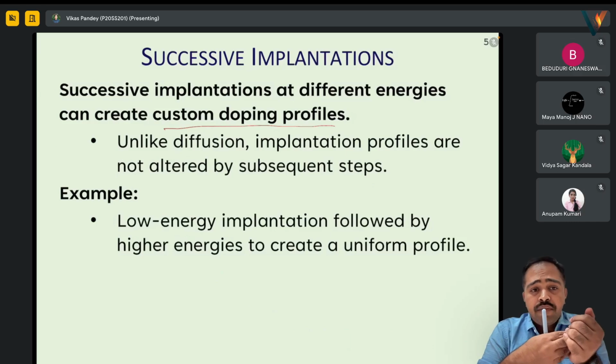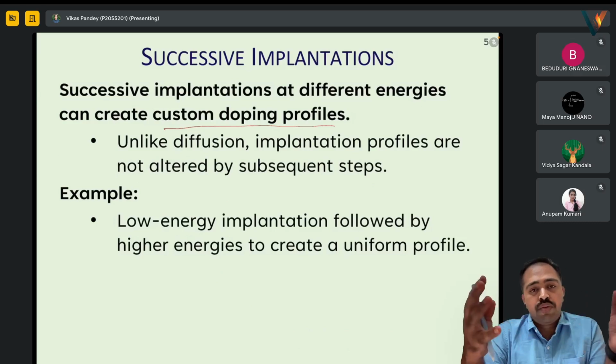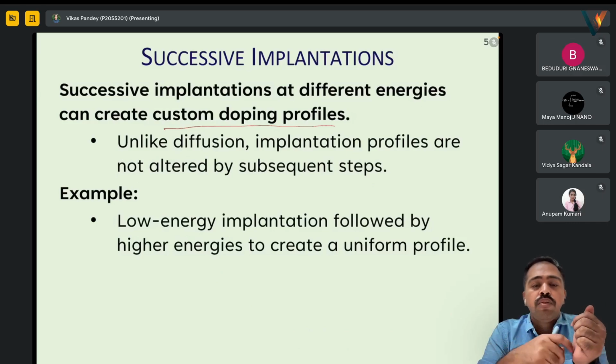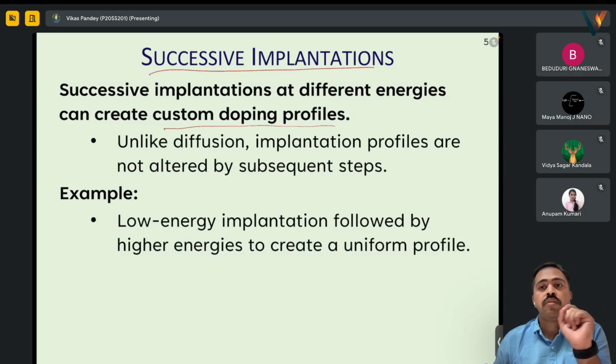Or in the case of ion implantation, if we first do some doping and then do successive ion implantation, then in that case also the earlier profile will get disturbed. But the challenge with successive implantation is that we don't want to disturb the previous profile.